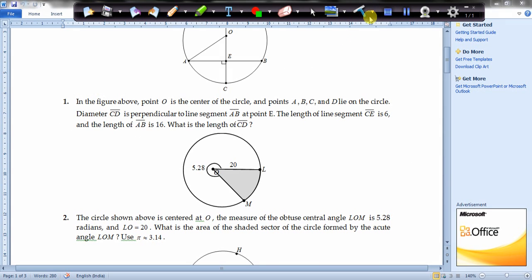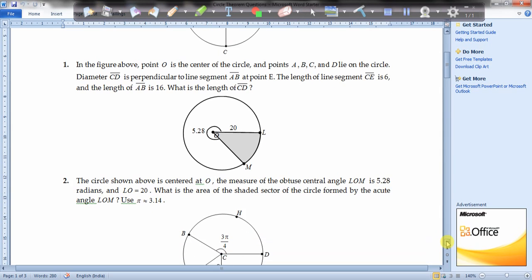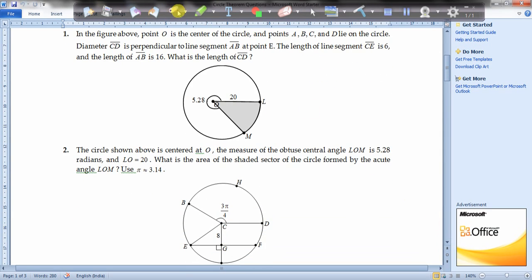So let us see the second question now. Second question is, the circle shown above is centered at O. The measure of the obtuse angle LOM is 5.28 radians and LO is 20, which means the radius is 20. What is the area of the shaded sector of the circle formed by the acute angle LOM?